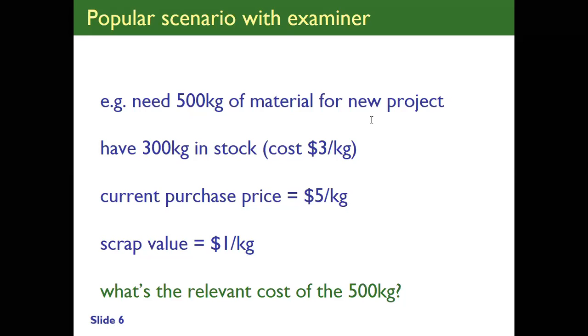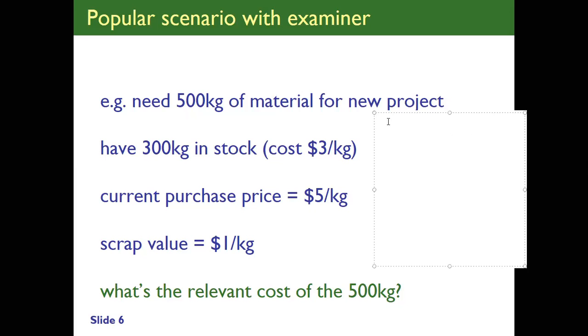Now there could be different options. I need 500 kilograms. Option one is that you've got 300 in stock, which you purchased at $3. So that makes 900. Then because I need 500, you need to buy 200 from the market, and the current market price is $5, so that makes 1,000, and your total cost is 1,900. This is your option one.